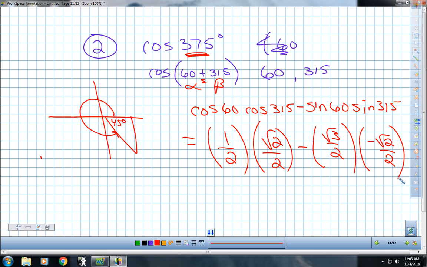Does that make sense to every single one among you? Got to know your unit circle. That's not going away. It's just going to come up more and more and more. So we just got to get that done.